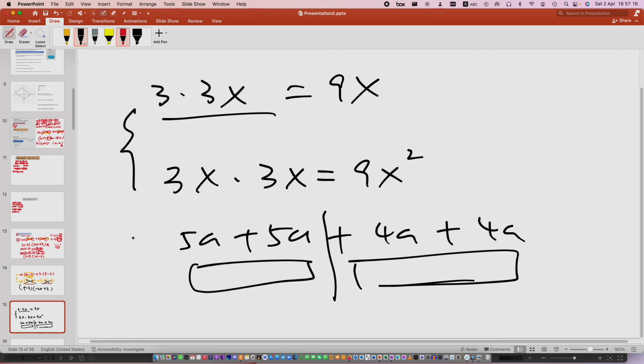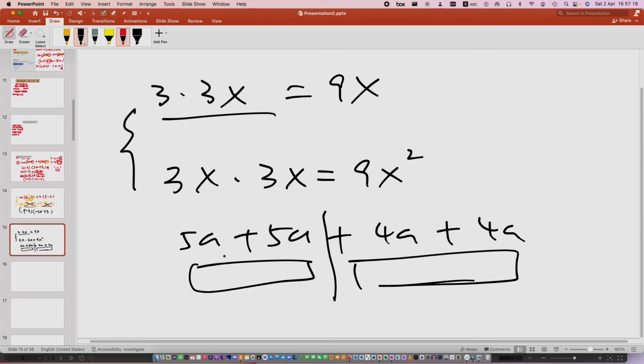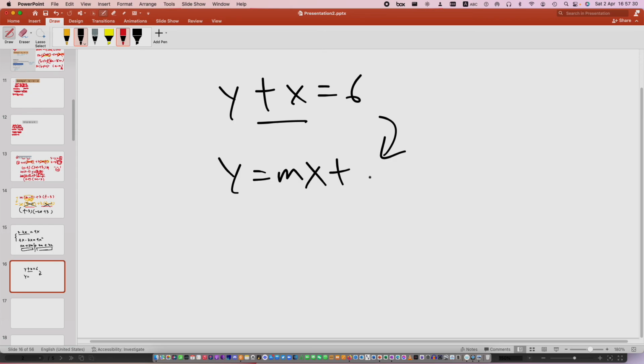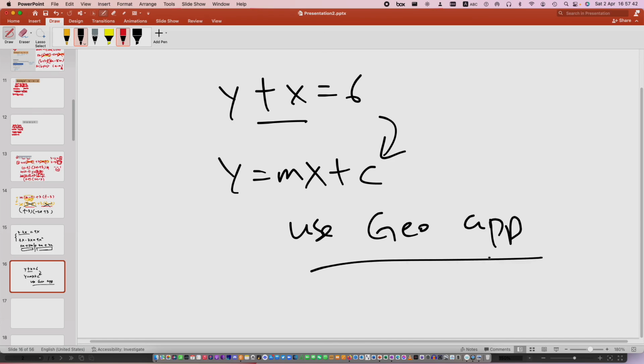And then of course, we talk about the graph, right? How do you check your graph whether it's correct or not? First thing first, of course, you need to convert to this format, right? And then how can you double check whether your graph is correct or not? You use the app. Use the app to see whether your graph is similar, without checking with me first.